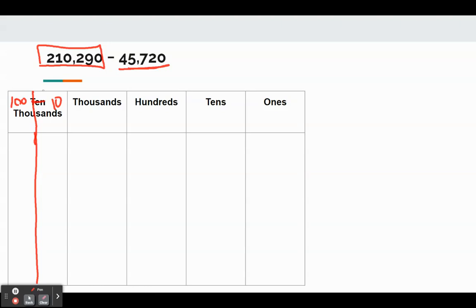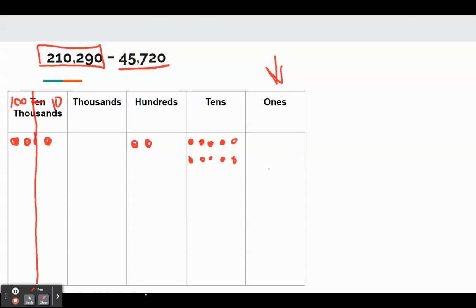Okay, so we have 200,000. We have one 10,000. We have 0 thousands. We have 200s. We have 9 tens, 1, 2, 3, 4, 5, 6, 7, 8, 9, and 0 ones. So we need to go ahead and take away 45,720.